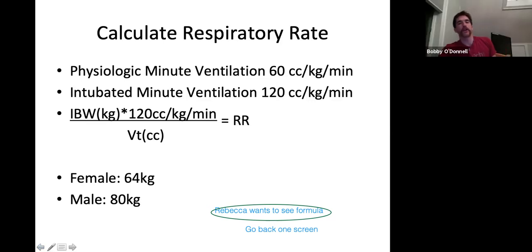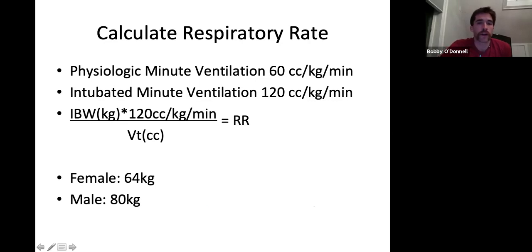Oh, yep. Okay, so right here we're calculating our minute volume. That's how much volume the patient's receiving in a minute. So we're using our ideal body weight in kilograms times 120 cc's per kg per minute. We get that number 120 because when we're normally breathing, our rough minute ventilation is about 60 cc's per kg per minute.